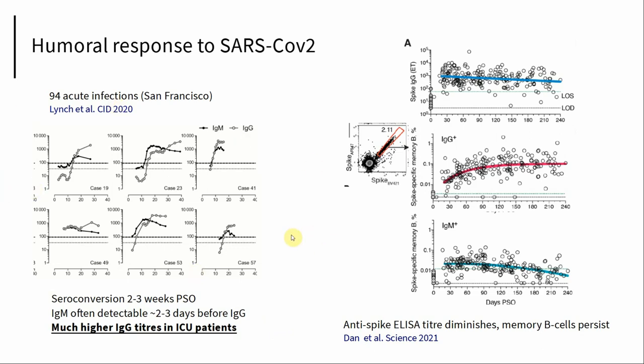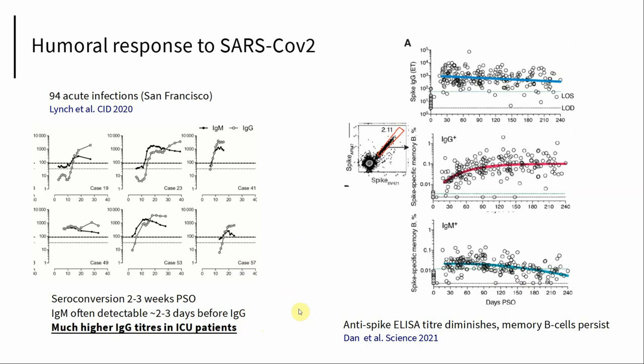How about B cell memory? This was one of the studies from Shane Crotty's lab. They followed patients up to 6 months post infection. This is ELISA titers of spike-specific antibodies. After infection, it's going up, and then slowly it's waning. But IgG memory B cells persist over a much longer time period, whereas the IgM memory B cell compartment is shorter lived.